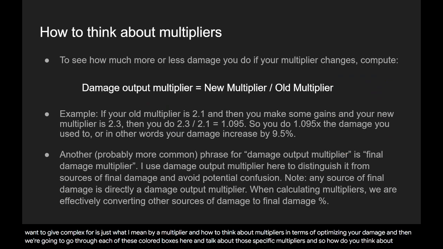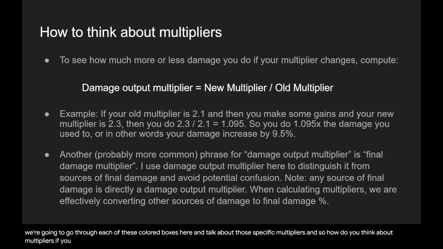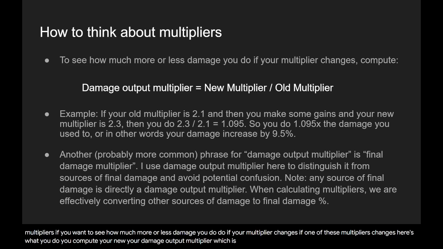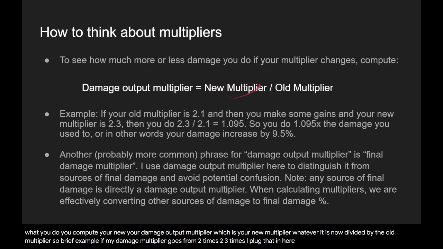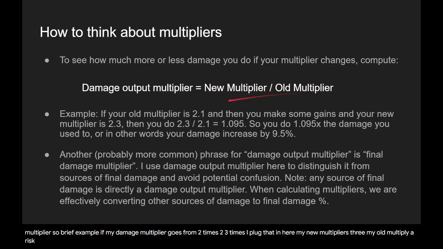So how to think about multipliers. If you want to see how much more or less damage you do if one of these multipliers changes, here's what you do. You compute your damage output multiplier, which is your new multiplier divided by the old multiplier. So, brief example, if my damage multiplier goes from 2 times to 3 times, I plug that in here, my new multiplier is 3, my old multiplier was 2, I get 3 divided by 2, which is 1.5. That means my damage output multiplier is 1.5.